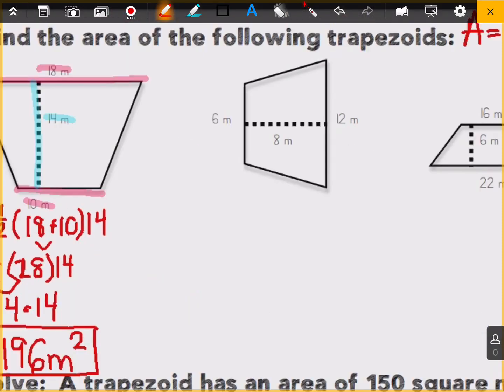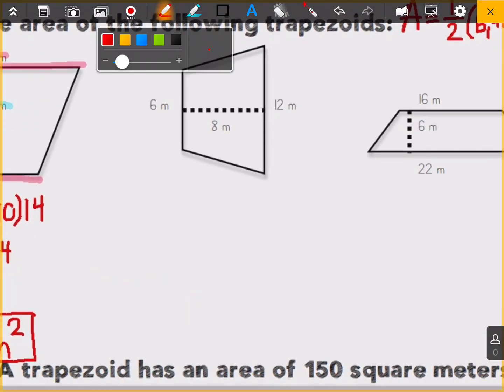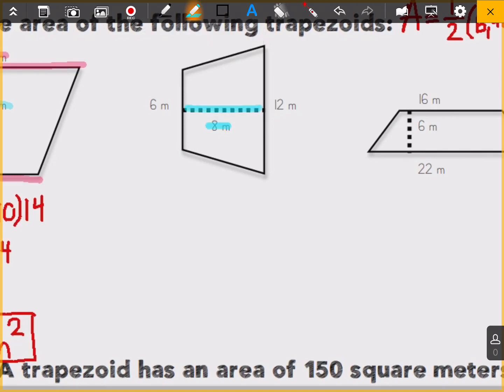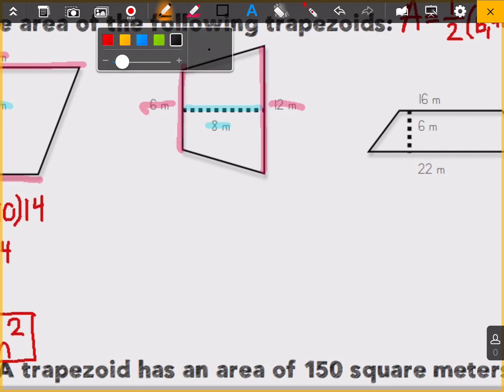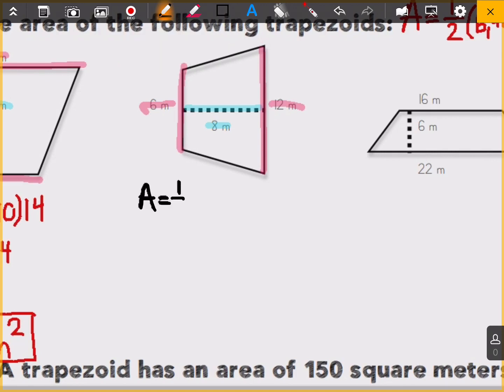Let's move on and look at this second example here. So we have another wonderful example here. We have that height, which I can tell is there from the dotted line of 8 meters. And then that shows me what two bases I have. So I have 6 meters and 12 meters here. Again, I'm going to go ahead and fill in my equation with my base information. So I'm going to start out with area equals 1/2. So I need the values of my two bases, 6 plus 12. Close my parentheses, and then the 8 hangs out at the end until I'm ready to use it.